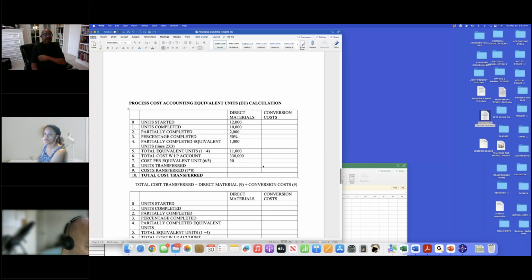So the units transferred, that is the units completed, were 10,000. We'll bring that back down. The cost transferred for direct materials is simply going to be 10,000 times 30, which is 300,000. Pretty straightforward. Total started, completed, partially completed, and what was that percentage?